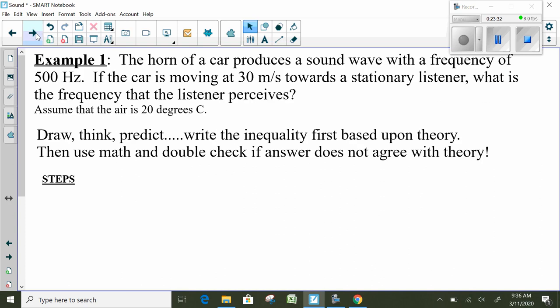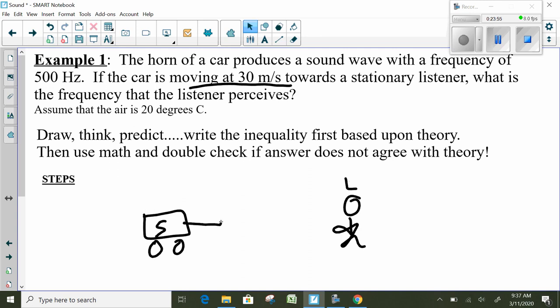So let's do a quick example. I'm going to walk you through the steps. The first thing I normally do is draw a picture. It says a horn of a car, so the car is moving. The car is moving at 30. So I'm going to draw a car. The way I do it is I put the frequencies above and I put the velocities below. Here's a listener over here. So this is the source. This is the listener.